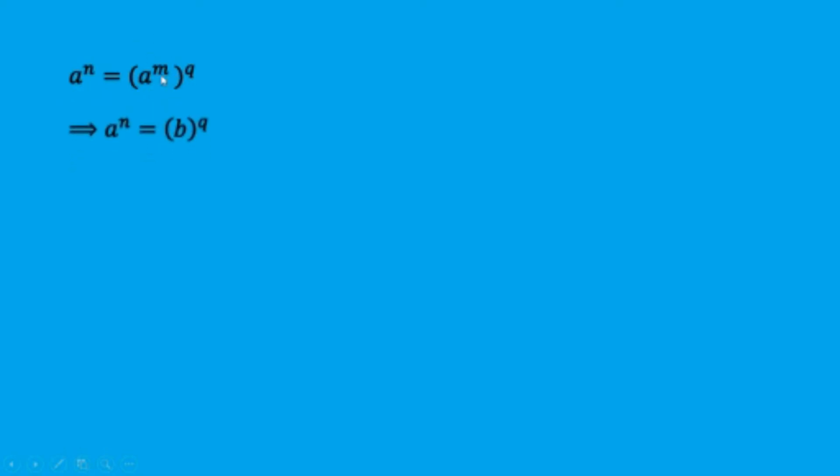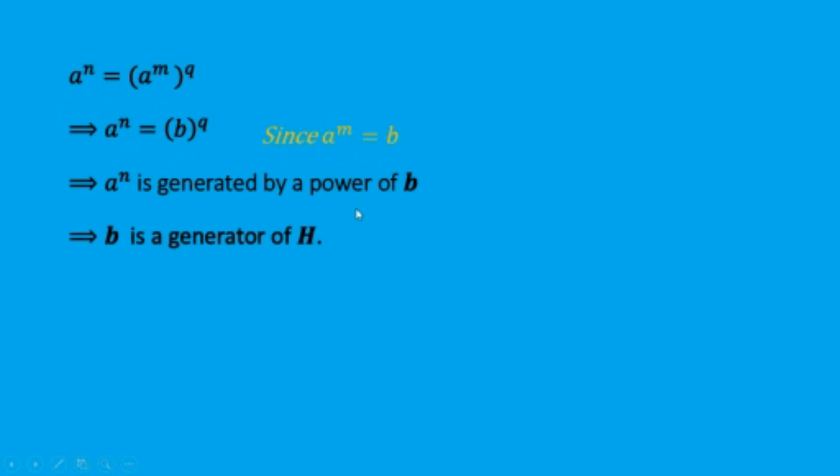Then remember, A to the M was equal to B, sorry about that. So we substitute B back into the equation. So we have A to the N is equal to B to the Q. And since A to the N is a power of B, this means that B is a generator of H. Hence, H can be written using this notation, which means that H is generated by B.